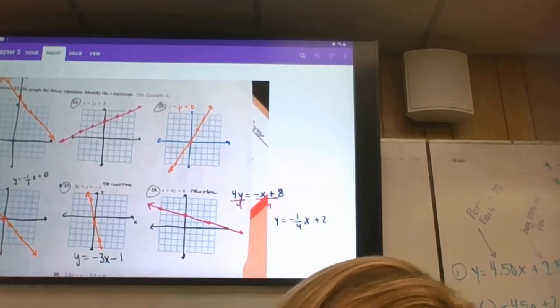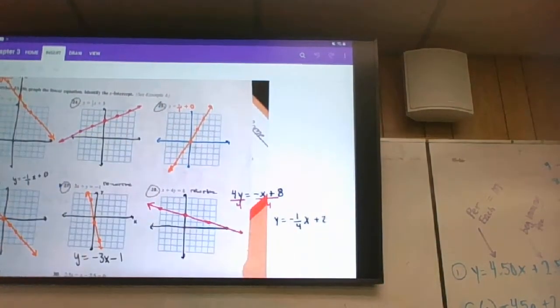I didn't know how to do 25. So we just plus 0? Okay. Yes, 25 has a plus 0. So whenever it doesn't have a y value, you just add 0.